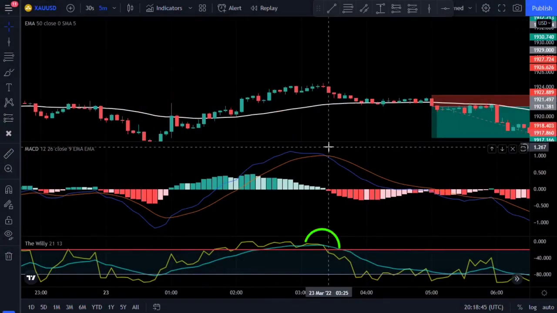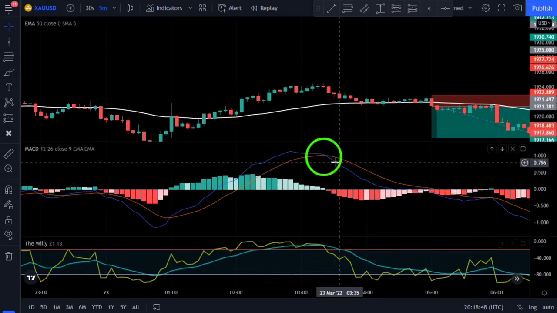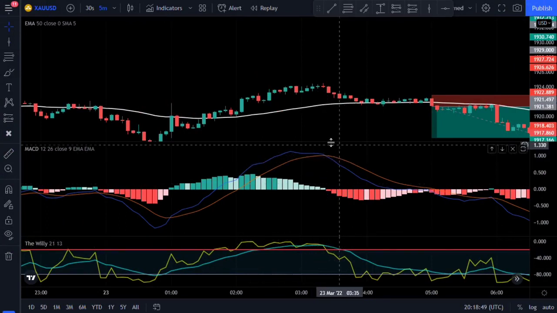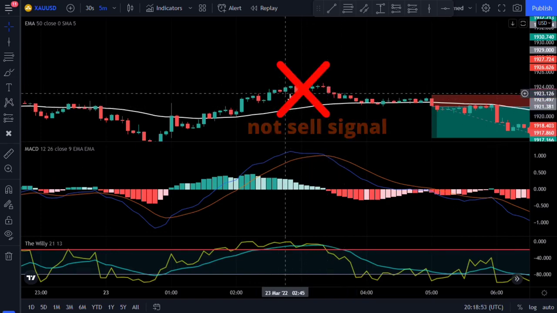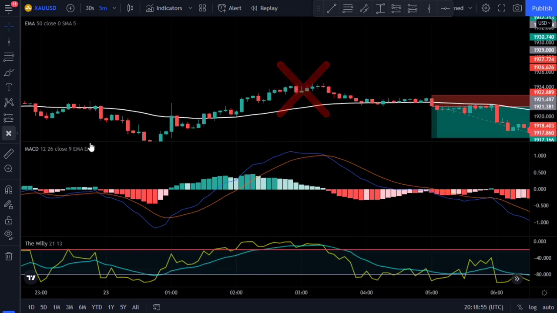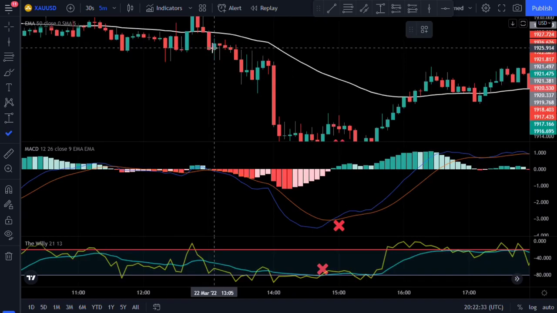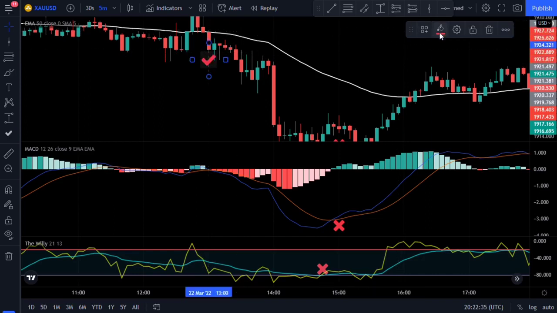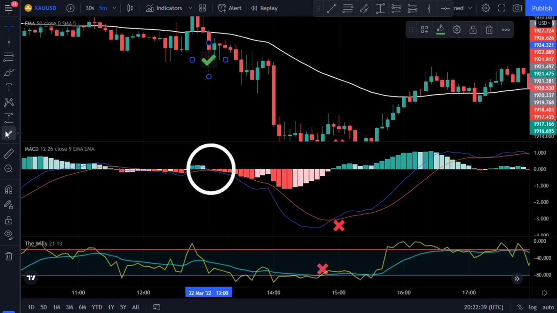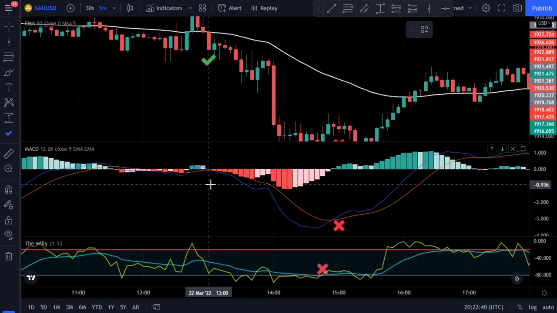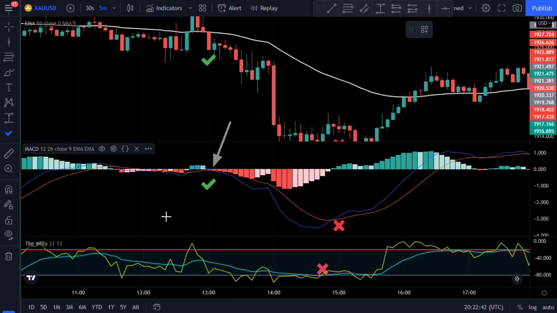Here is another example of a signal issued by the Williams indicator. At the same time, the MACD indicator has issued a sell signal, but the EMA line does not confirm this sell signal, because the candlesticks are above the EMA line. Here is the candlestick below the EMA line, the first sell signal condition confirmed. In the MACD indicator, the orange line crosses the blue line down, and the histogram color turns red at the same time. The second condition was also approved.